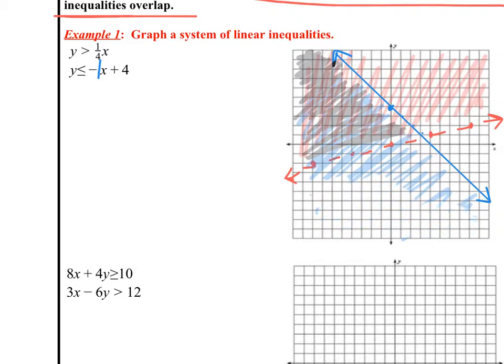And erase the extra stuff that is not actually part of the solution area, because it doesn't work for both systems, only works for one inequality. And for it to be a system, it has to work for both. So the only part that works for both is where they overlap.